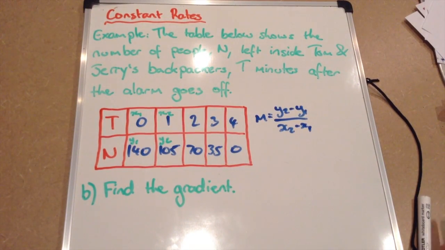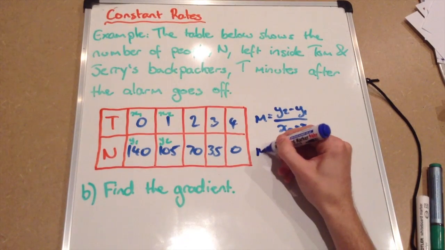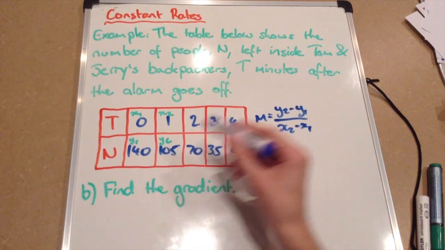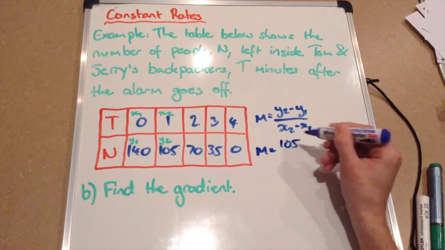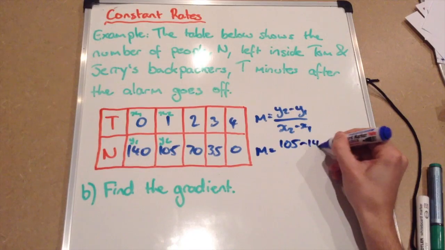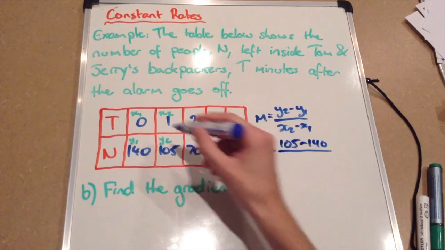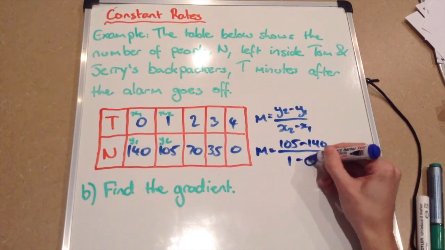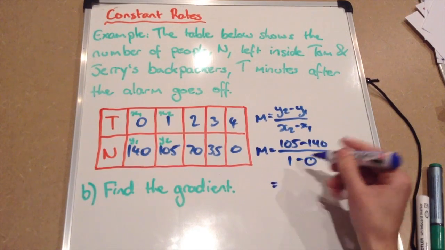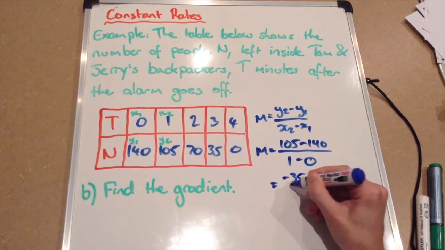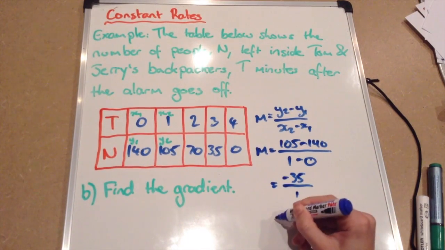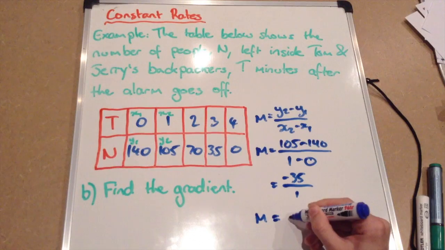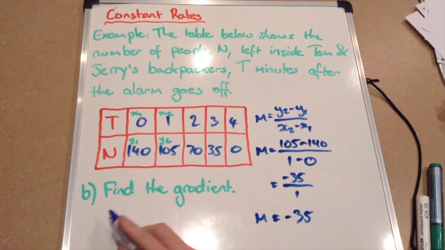Okay, so let's substitute those points in. y2 being 105, y1 being 140, x2 being 1, x1 being 0. So 105 minus 140 is negative 35, 1 minus 0 is 1, therefore m is equal to negative 35. Therefore our gradient is equal to negative 35.